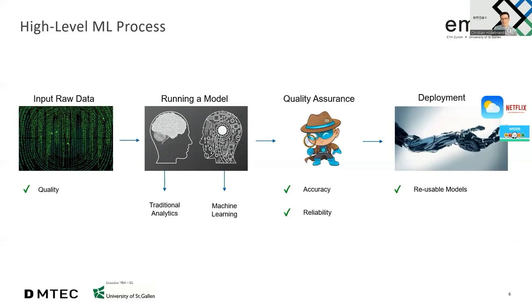But the bottom line is that the process is always the same. You have some input data. We have to think about the data quality. Then we're running the model, and then we assess the accuracy and how reliable a model is. So let's call this quality assurance of the model. And then finally, we get into deployment.